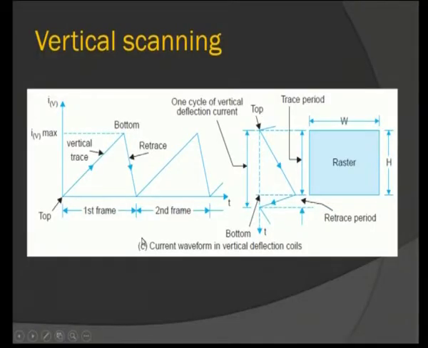So this is how the current waveform in the vertical deflection coils appears. That is, current across time will give a vertical trace. It has a sawtooth waveform, that is a rise and fall. This rising edge is called the trace, and this is the retrace. This period is for the first frame. Similarly, the same thing happens for the second frame also, and here we can observe that the raster will move vertically from top to bottom, trace and retrace, the same function over time.